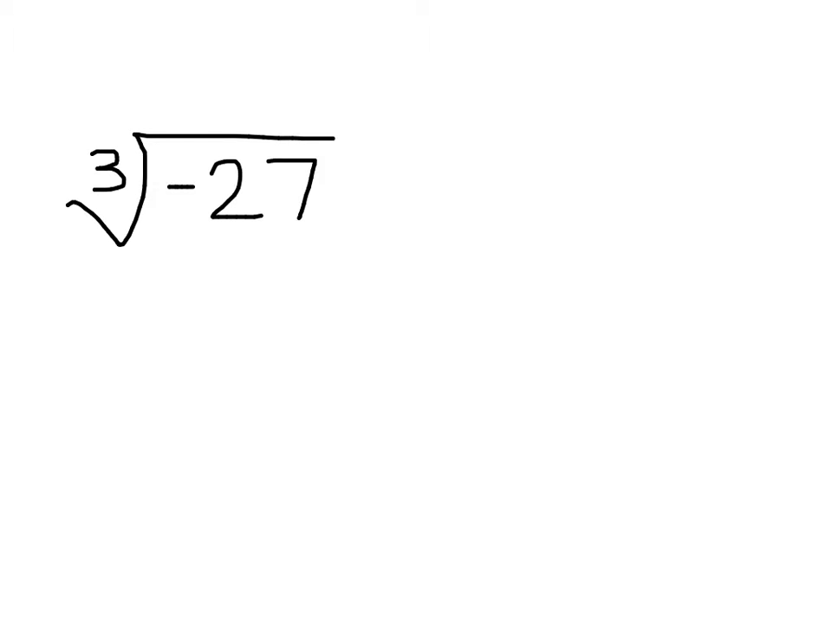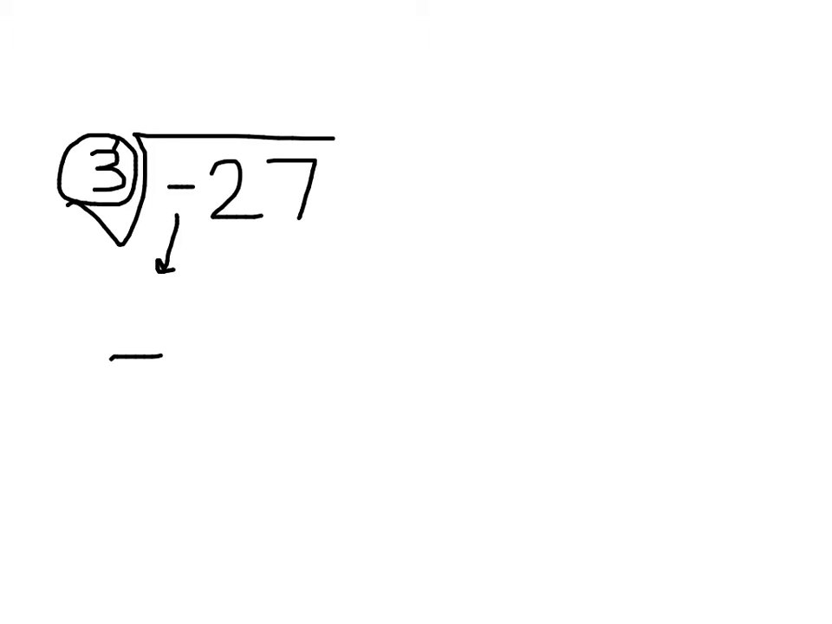And what we're doing for this is we're trying to figure out what times what, because when there's a 3 in the crack right here, and I'm circling that 3, it's looking for what number times by itself 3 times gives you negative 27. So first of all, if it's a negative, the answer is going to be negative. Does anybody know what number multiplied by itself 3 times gives you 27?